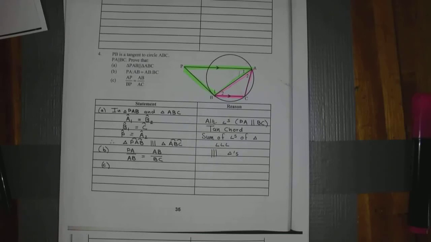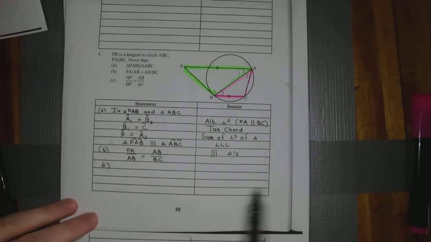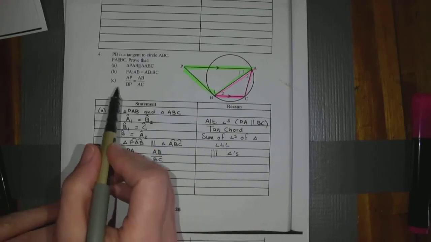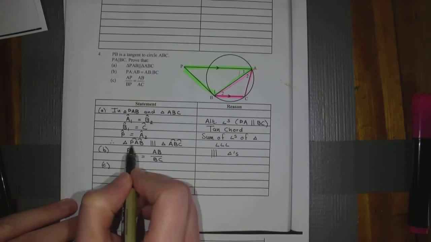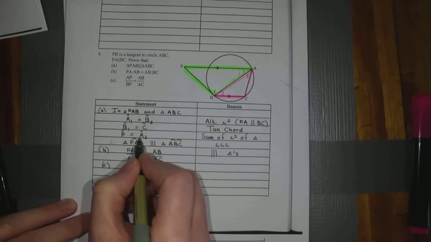We want to prove that AP over BP is equal to AB over AC. Can we go there in one step, yes or no? Somebody said yes. Shall we try? AP is over there, so we already have it there. BP is over here. So I can go AP there over BP.